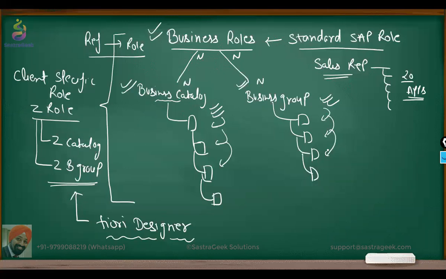Maybe on the Excel sheet, where earlier we were creating a role master, we will again be creating a role master where we'll be defining what different roles would be there and what kind of different catalogs, business groups, and application access would be there under them. And the final hand would be the security consultant, who would be going into the Fiori Designer to get it created.